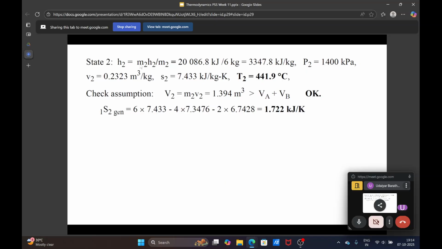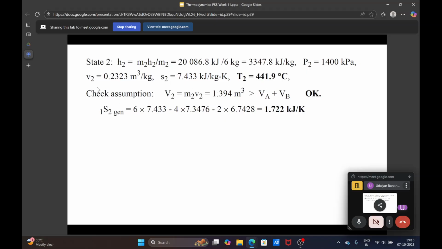So H2 is M2H2 by M2, so M2 is 6 kilograms, so we get H2 as 3347.8 kilojoule per kg and a pressure of 1400 kilopascal, which is the pressure at which the piston gets lifted. So corresponding to this, we get a specific volume V2 as 0.2323 meter cube per kg, entropy as 7.433 and temperature of 441.9, which was asked.